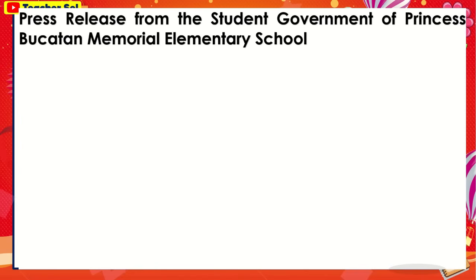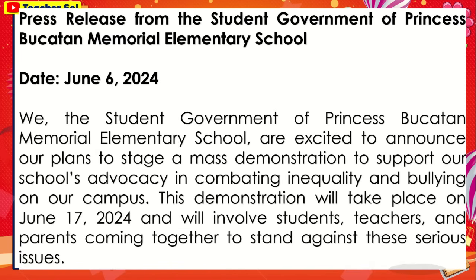Press release from the student government of Princess Bukatan Memorial Elementary School. Date: June 6, 2024. We, the student government of Princess Bukatan Memorial Elementary School, are excited to announce our plans to stage a mass demonstration to support our school's advocacy in combating inequality and bullying on our campus. This demonstration will take place on June 17, 2024, and will involve students, teachers, and parents coming together to stand against these serious issues.